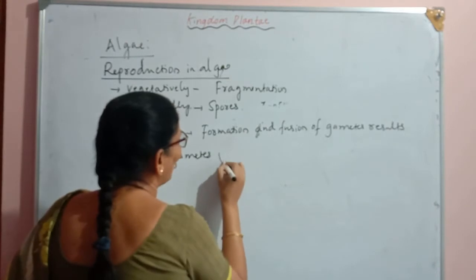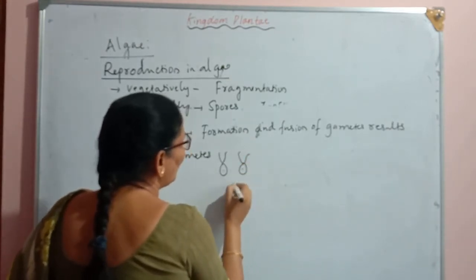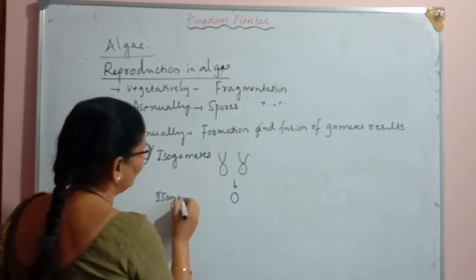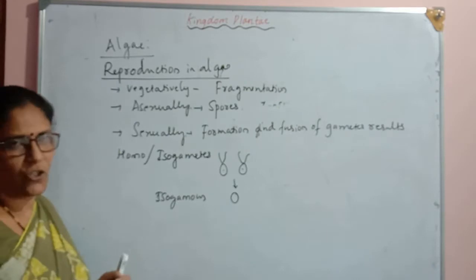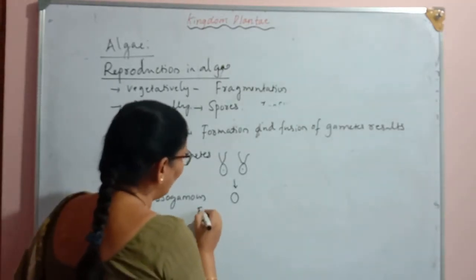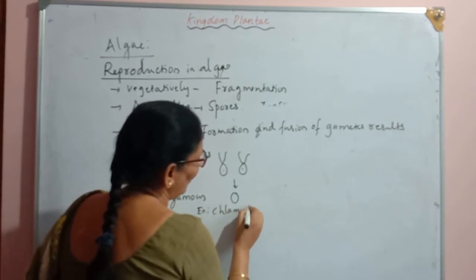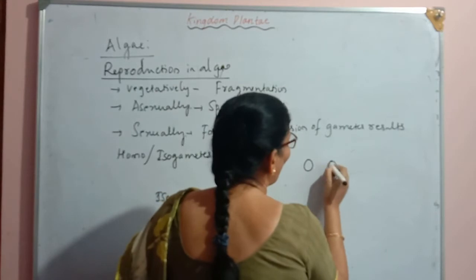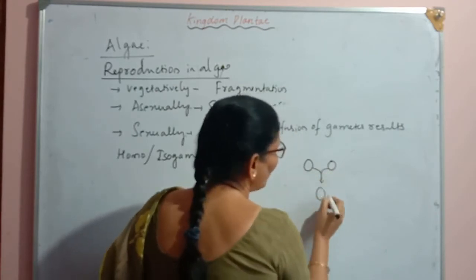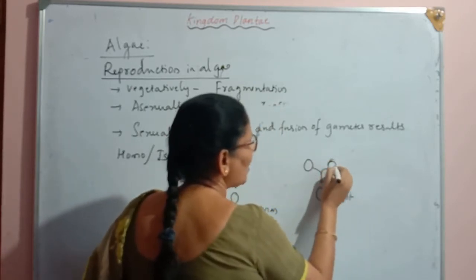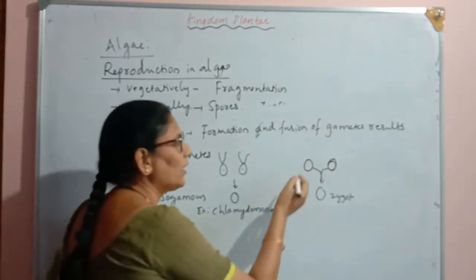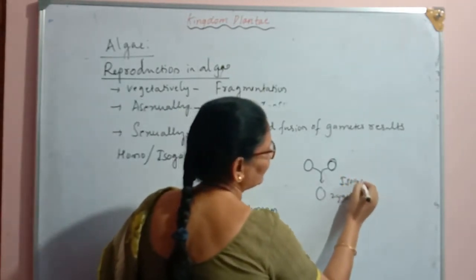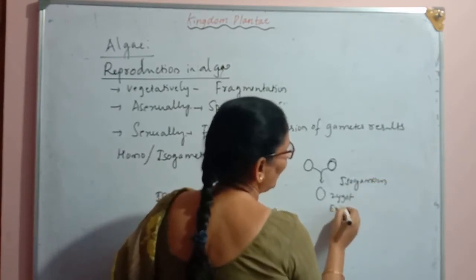For example, in case of Chlamydomonas, two motile gametes are fused and a zygote is formed, and this is said to be the isogamous type. Example, Chlamydomonas. In case of Spirogyra also it is isogamous, but here non-motile gametes fuse and form the zygote. Here also the gametes are similar, isogametes, but these are non-motile gametes fused and the zygote is formed. This is also said to be the isogamous type, example Spirogyra.